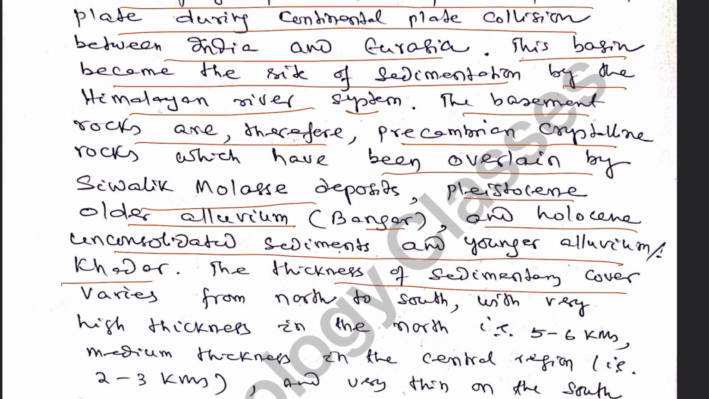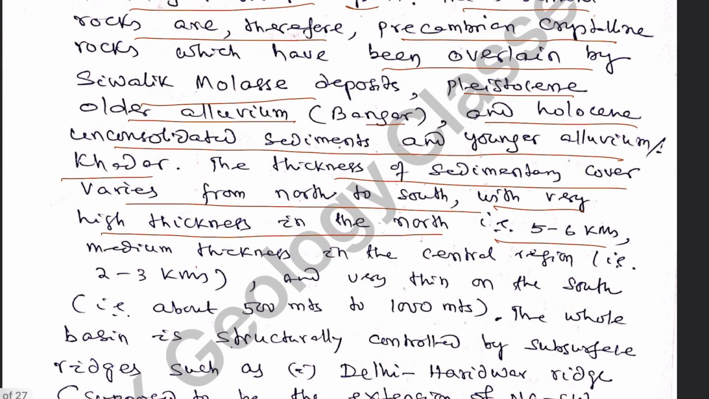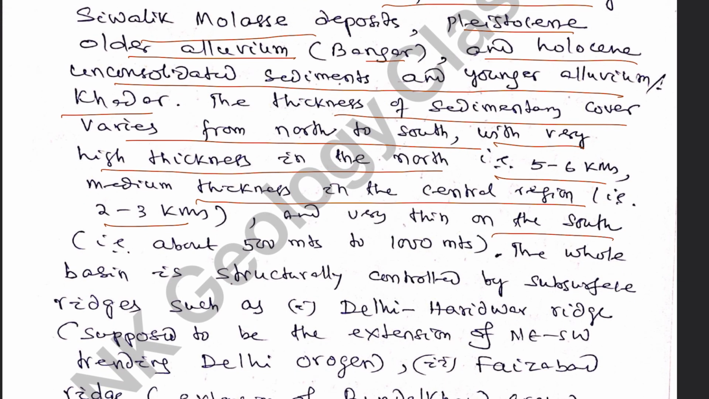The thickness of sedimentary cover varies from north to south, with very high thickness in the north, about 5 to 6 kilometers, medium thickness in the central region, that is 2 to 3 kilometers, and very thin in the south, about 500 meters to 1 kilometer.